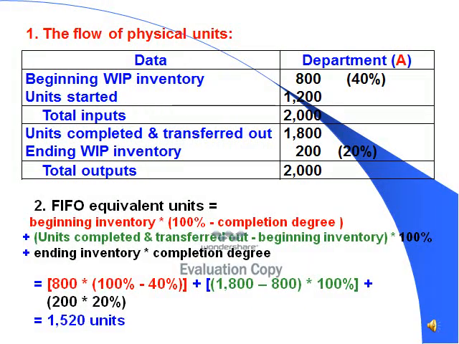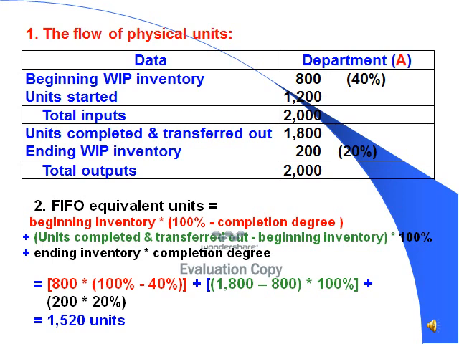Step number 1, the flow of physical units. Beginning inventory 800, between brackets the completion degree 40%, plus units started 1,200, total inputs 2,000, units completed and transferred out 1,800, plus ending inventory 200, between brackets the completion degree 20%, total output 2,000.